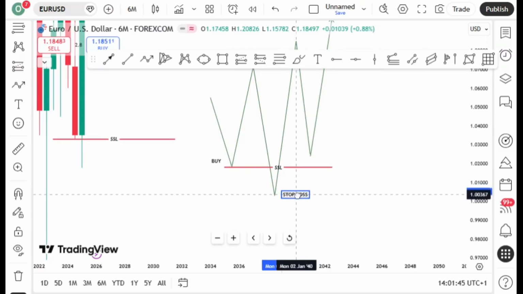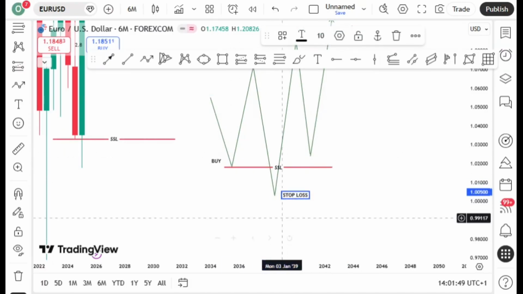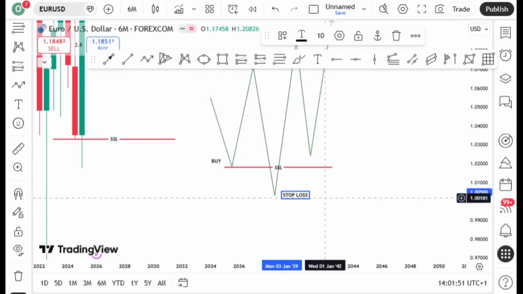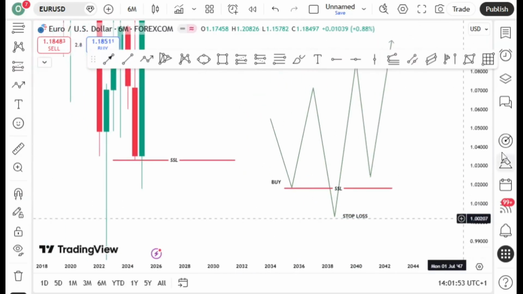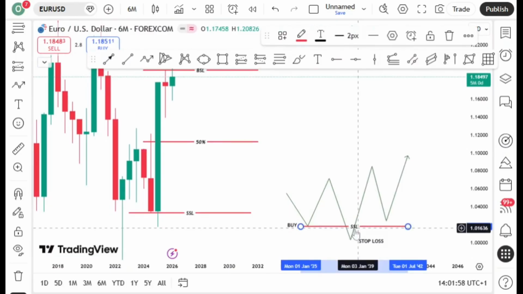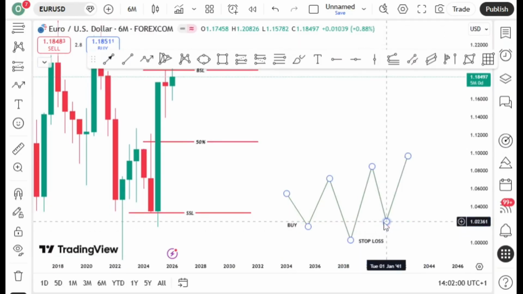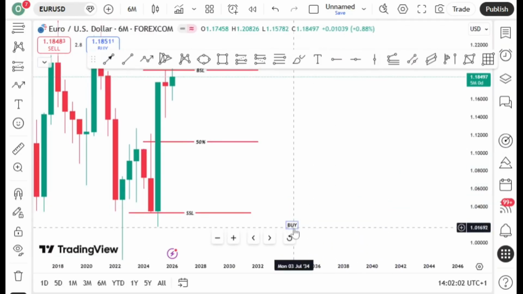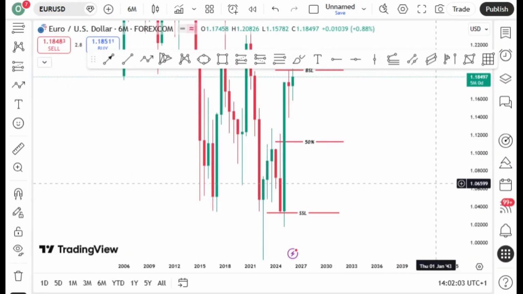So before picking up your trade, always make sure a liquidity sweep has actually occurred before picking up your trades. Now let's go down into, let me pull this out. I want to make this as quick as possible.